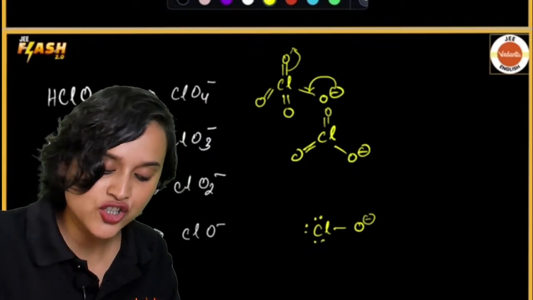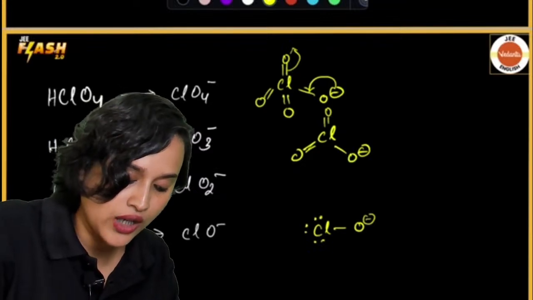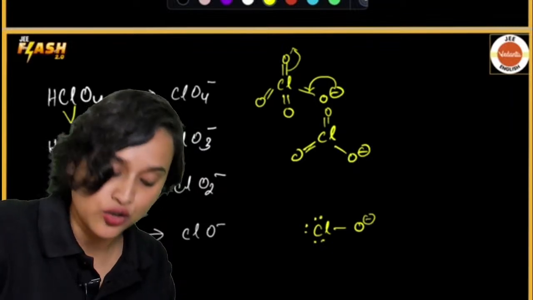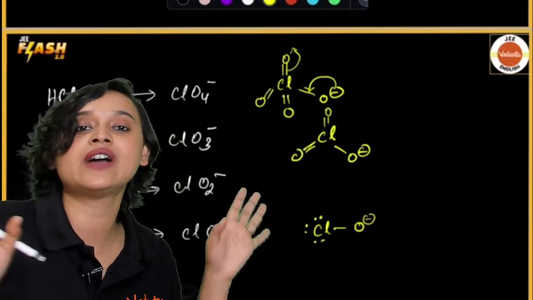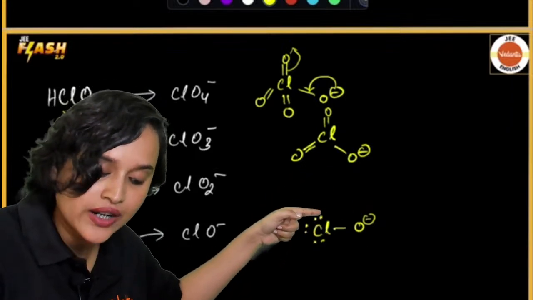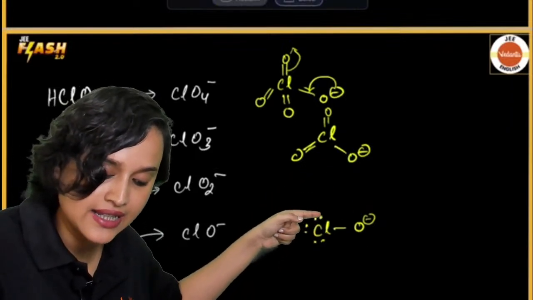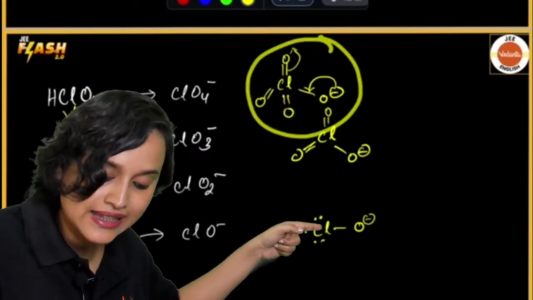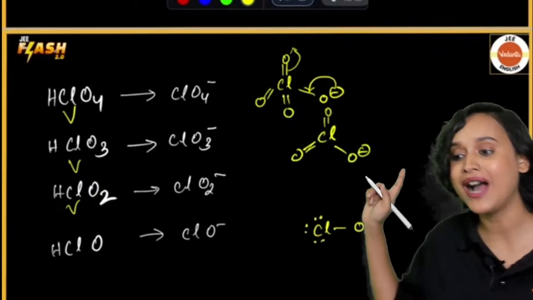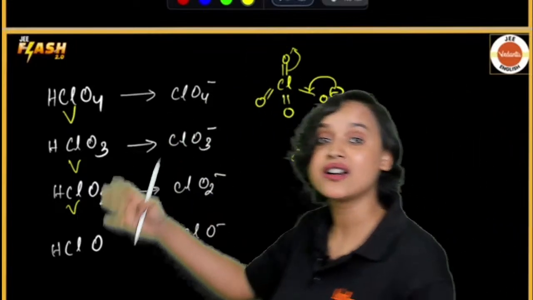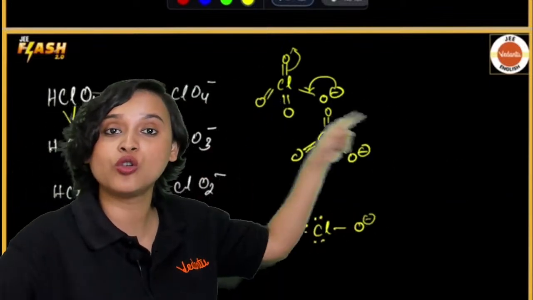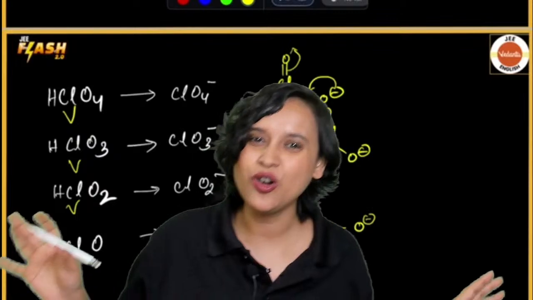So the acidic strength will be the highest for HClO4, then HClO3, then HClO2, and finally HClO. Why? Please understand this, everybody. As this molecule, HClO4 minus, because of the resonance, the charge is getting distributed among the whole molecule, so it is happy on its own.